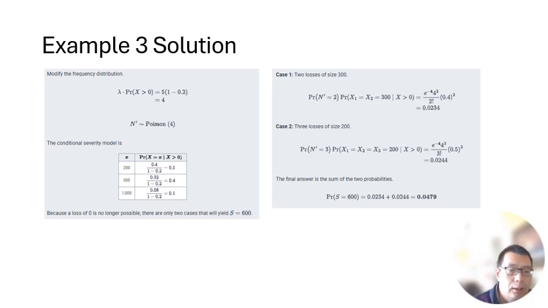And because a loss of 0 is no longer possible, there are only two cases that will yield S equals 600. First case is two losses of size 300. So we can calculate that to be 0.0234. And the second case is three losses of size 200. We calculate that to be 0.0244. Therefore, we can get the probability of S equals 600 to be 0.0479.